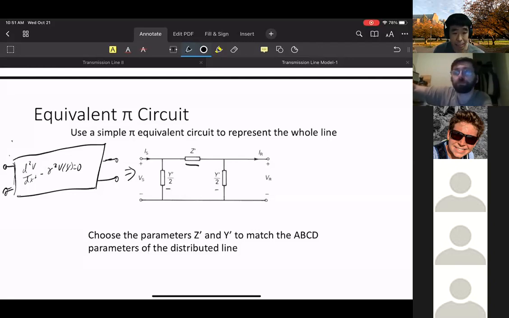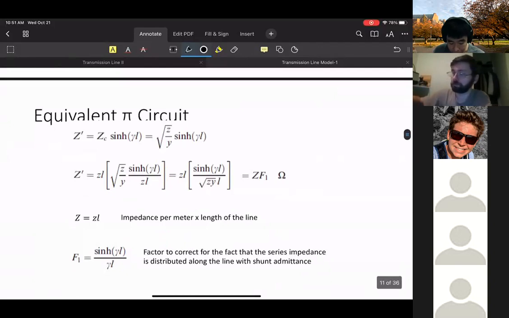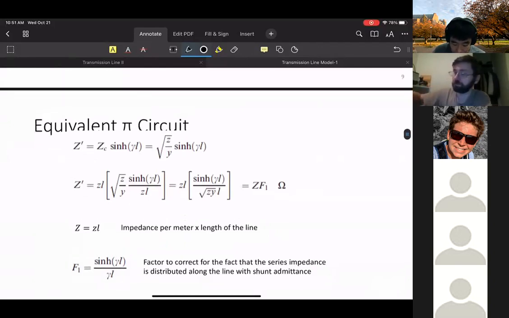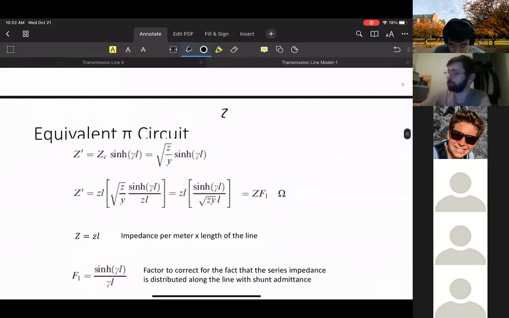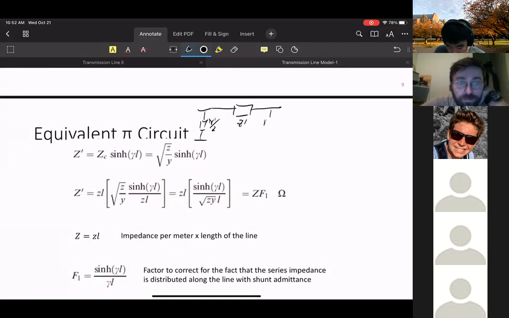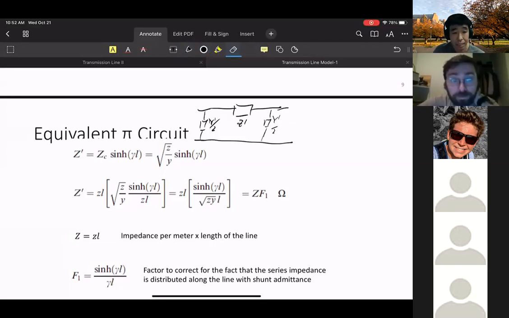Okay? And when you do symbol matching, you have the following result. Basically, if you do symbol matching, the equivalent Z, the Z prime that shows up in this, so let's draw this equivalent circuit again. Okay, so this is Y prime over 2. This is Z prime. This another is Y prime over 2. So if you do symbol matching, your symbol matching will turn out to look like this. Z prime will be this number. Okay, just if you solve the equation, it'll be this number.